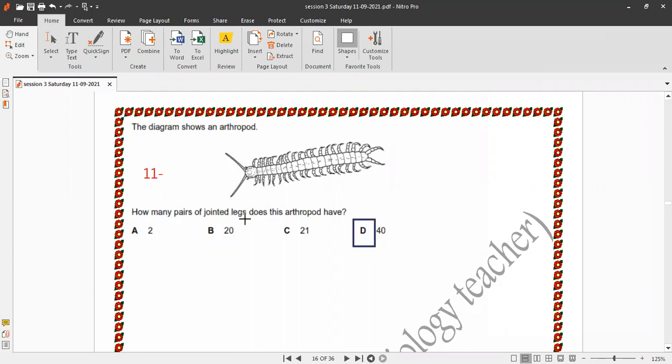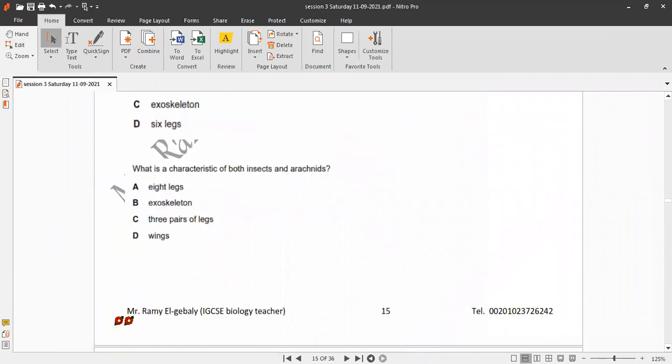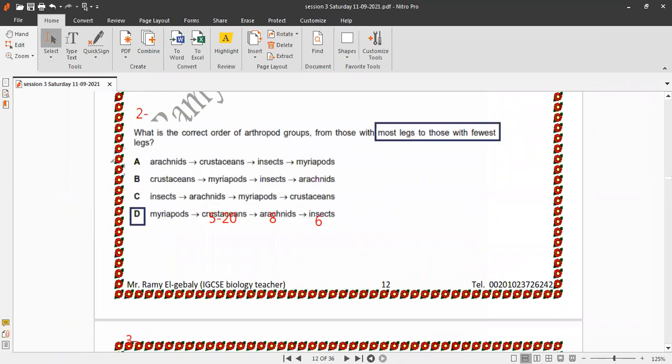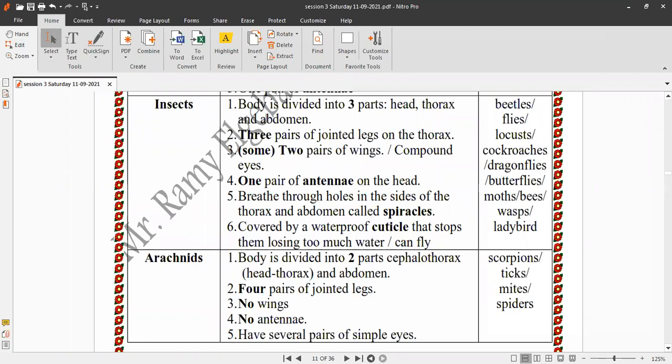How many pairs? We asked about pairs. Okay, about pairs. Where is Rawan? Rawan. Yes, mister. I told you they're 20, but you said 21. They're 21 or 20? They're 21. Why 21? They're 20. Sorry, I counted the ends and all of them. Oh, why not 20.